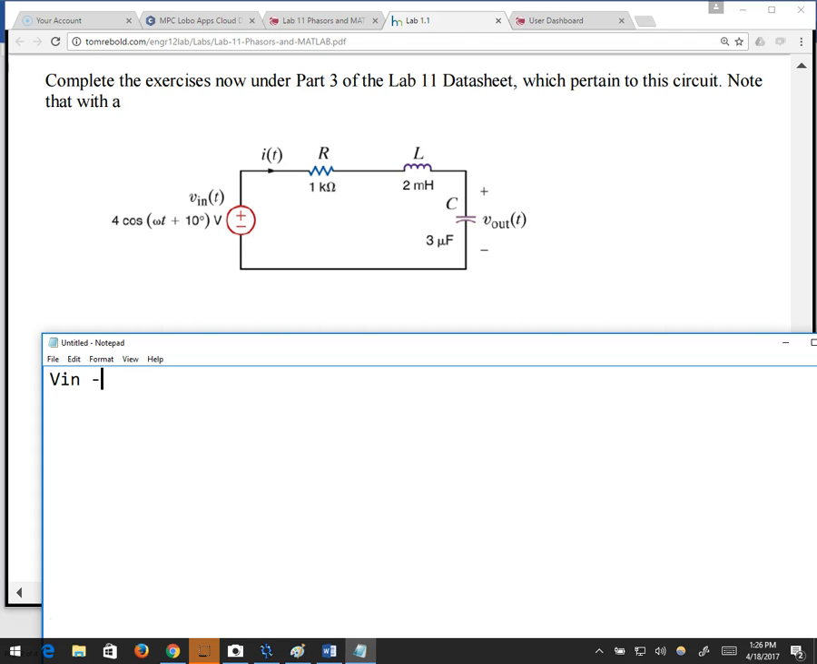So you can represent V in as a phasor. It's going to be 4 angle 10, the polar form of a complex number. In MATLAB, you're going to turn that into a rectangular form: 4 times cosine of 10 plus j times 4 times the sine of 10. And that's your V in phasor. So we just did a phasor transform of V in of t. Okay, does that make sense?